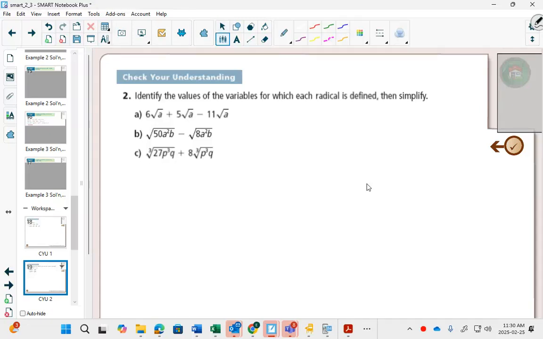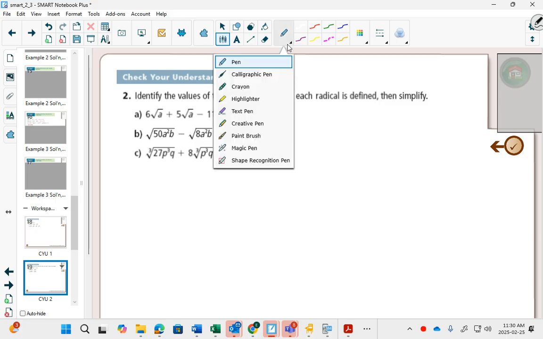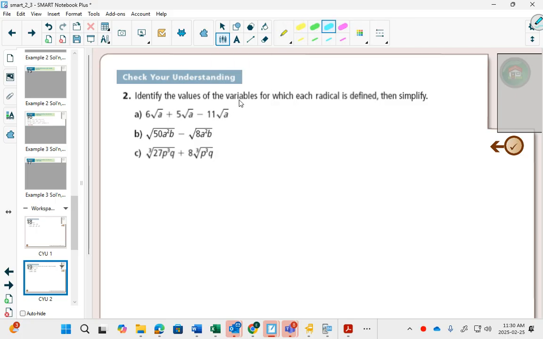Identify the values of the variable for which each radical is defined, then simplify. In this question, I'm going to take out my highlighter. It's asking us for where it's defined, and it's asking us to simplify. It's actually asking us to do two things.